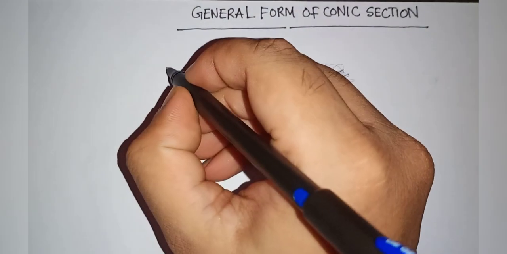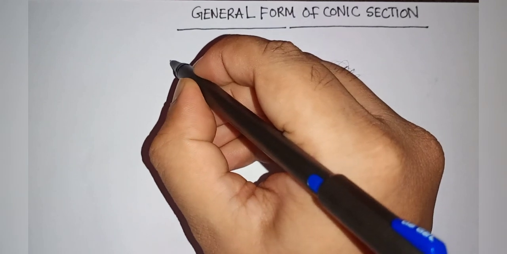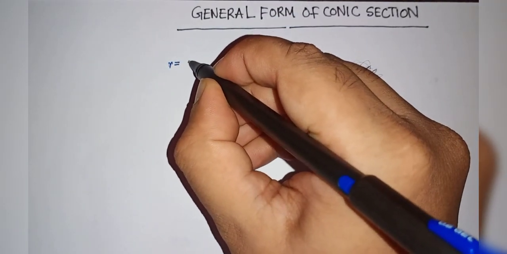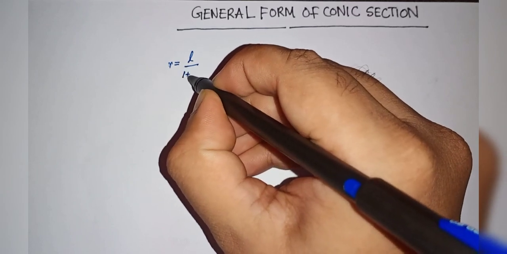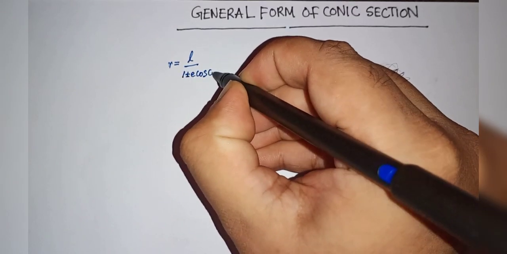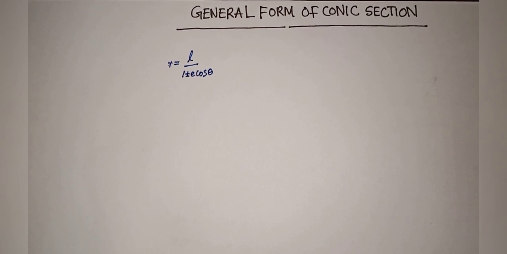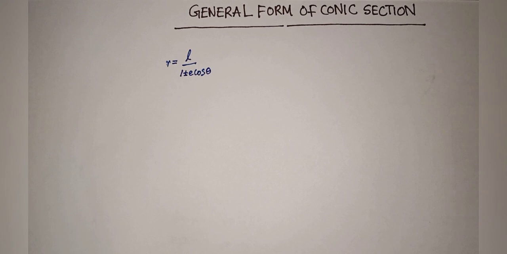So in the last video we discussed the general conic equation, which is given by r equal to l divided by 1 plus or minus e cos theta. So this is the general form of a conic equation, the basic conic equation we can also call it. Today we are going to see how to identify a conic section.